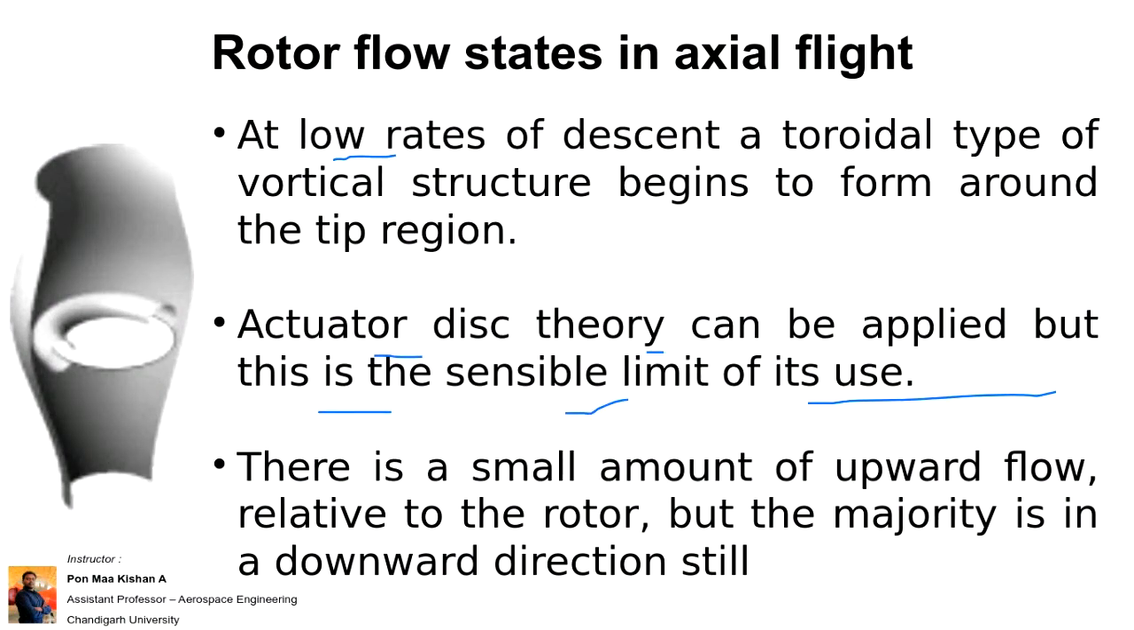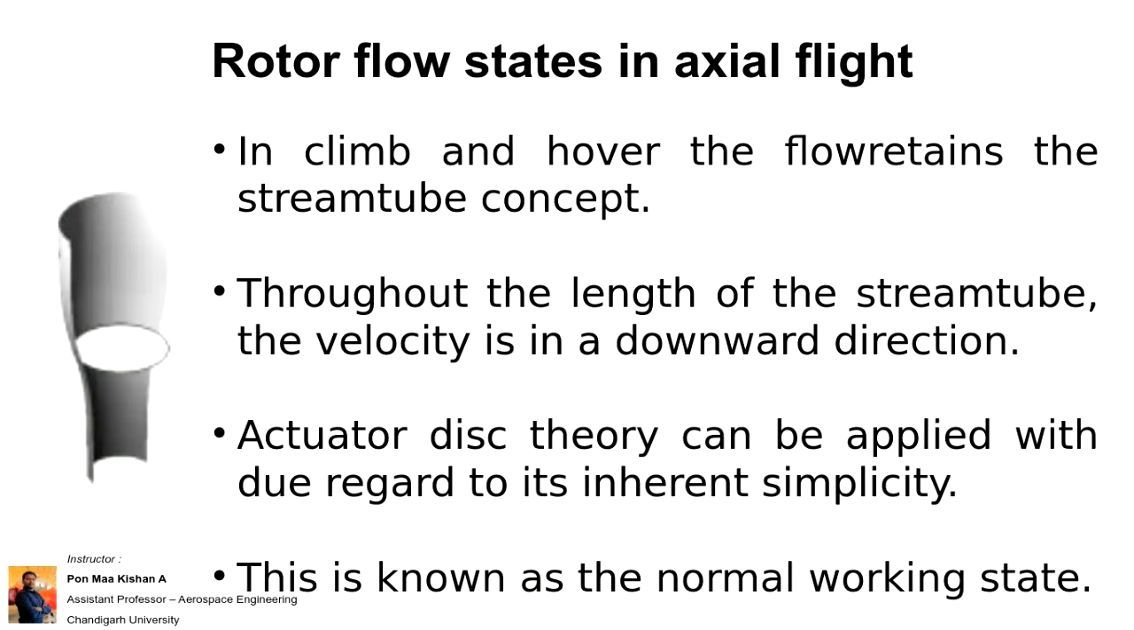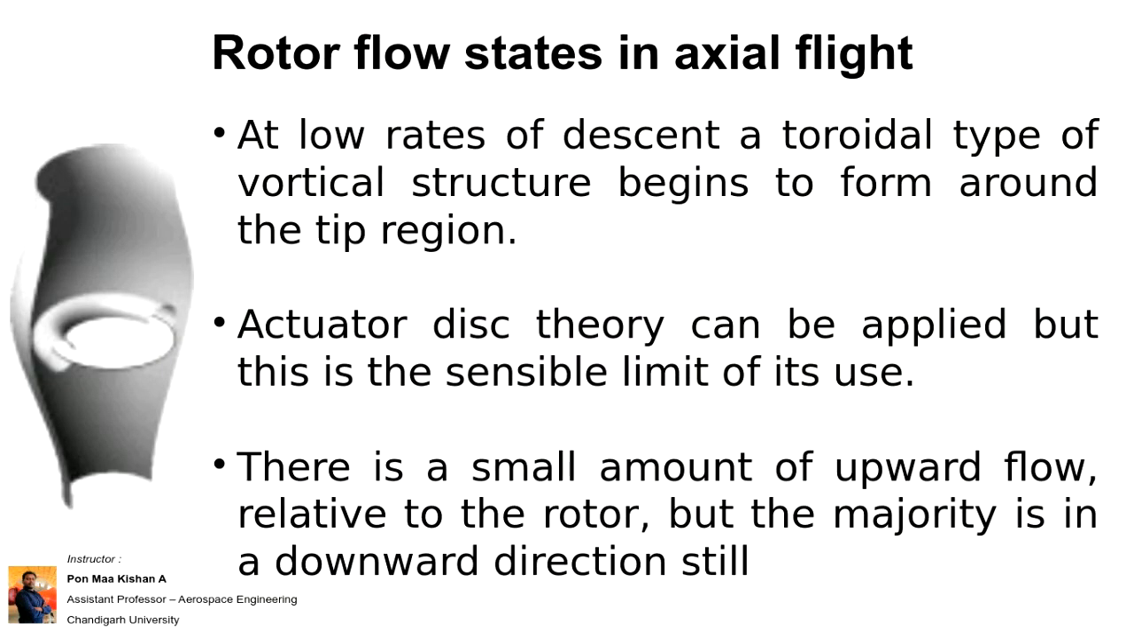There is a small amount of upward flow through the rotor, but the majority is still in the downward direction. Why do they mention the downward direction? Since we are going for a low rate of descent. Even though there is a small upward flow, the majority will be downward flow, because we are changing from the normal working state to descent. The normal working state is either climb or hovering.